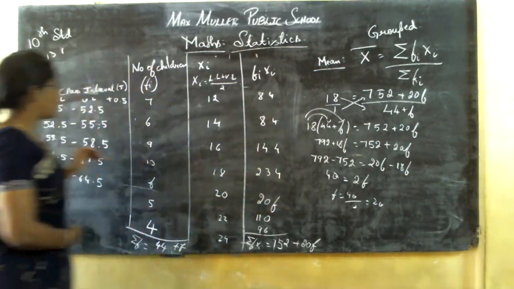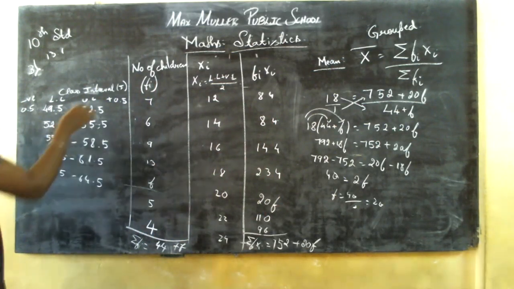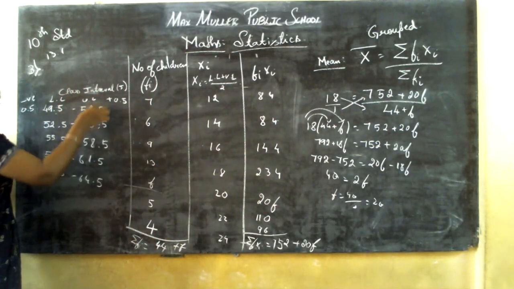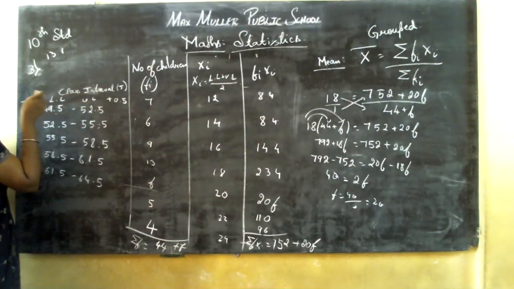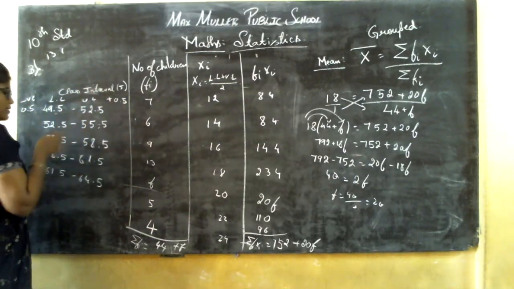Did you understand how to make an uneven class interval into a perfect, continuous class interval? This is the method. You need to see the difference between the upper limit and the next lower limit. If it is 2, then you are going to subtract 1 for the lower limit and add 1 for the upper limit. Subtract 1, add 1. Subtract 1, add 1.